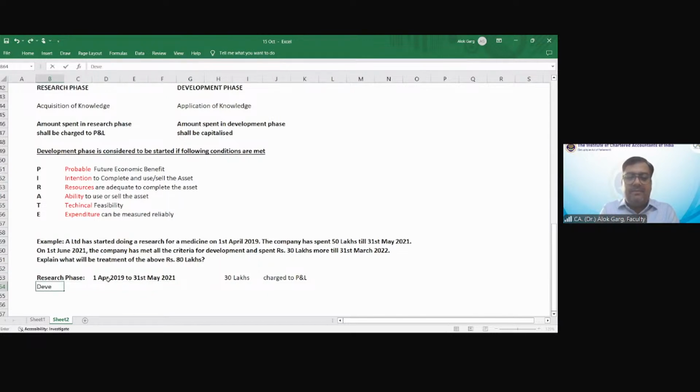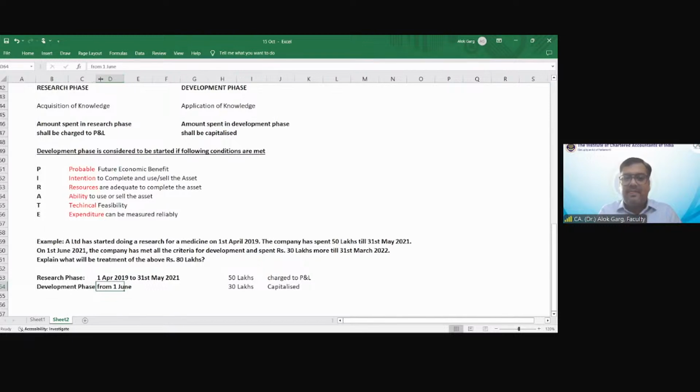What is my development phase? Sorry, 50 lakh, not 30 lakh, 50 lakh. Development phase is from 1st June. From 1st June, your development phase has started. This is 30 lakh. 30 lakh will be capitalized. It has to be capitalized. It will form part of your asset. Okay.